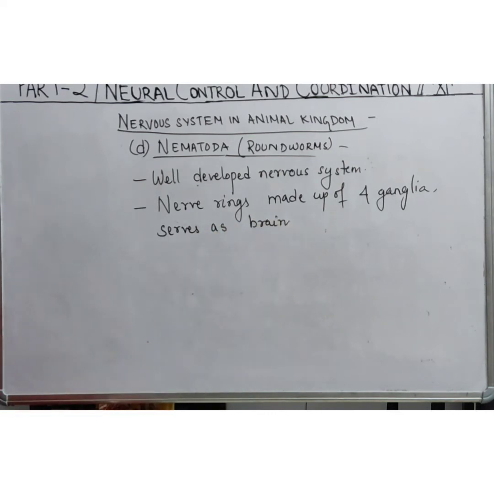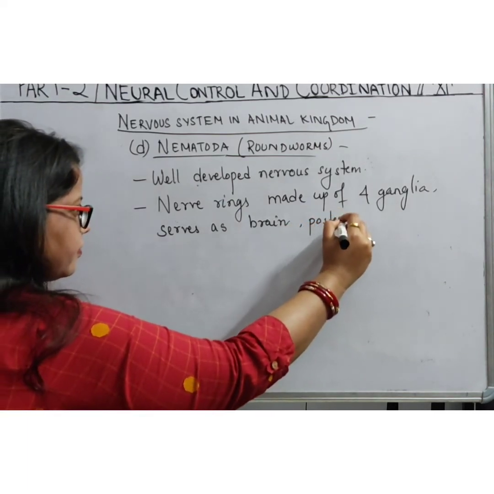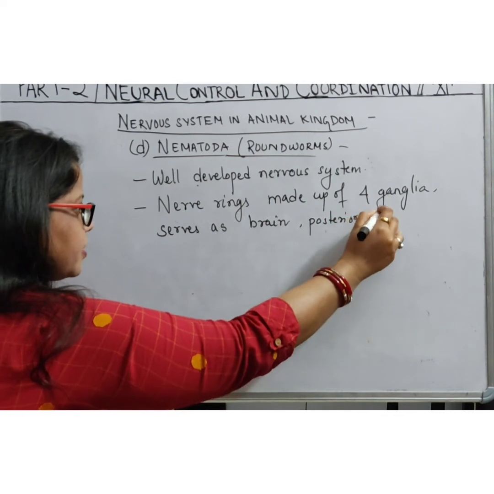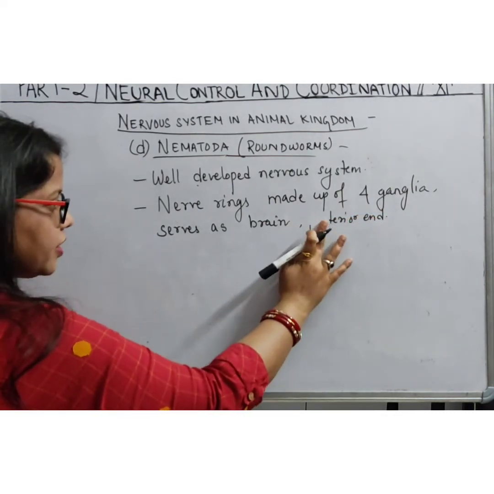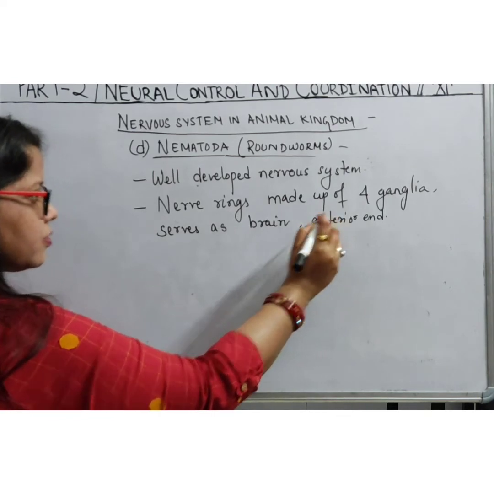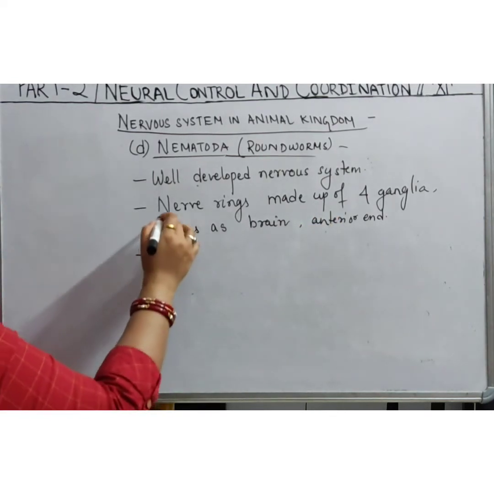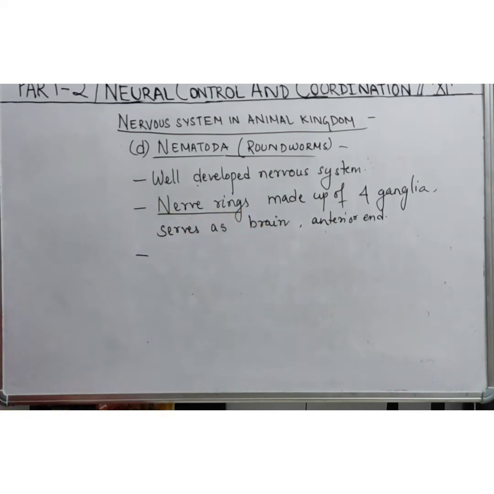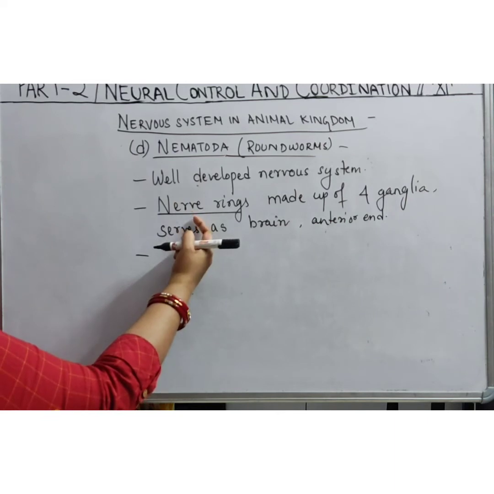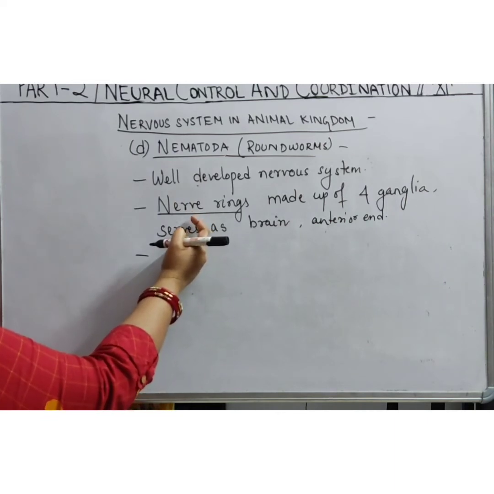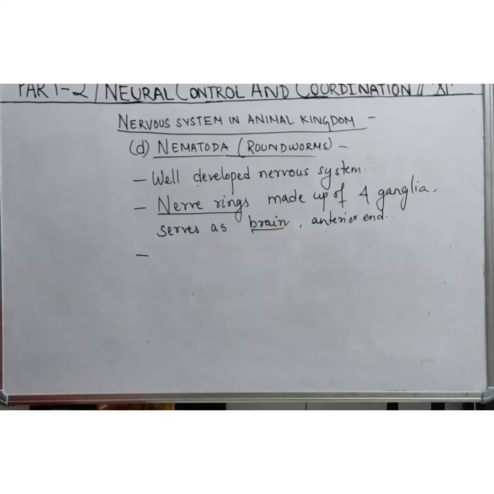And where is it present? It is present at the anterior end. Just remember, the nervous system has nerve rings, and these nerve rings are made up of 4 ganglion cells that serve as the brain.